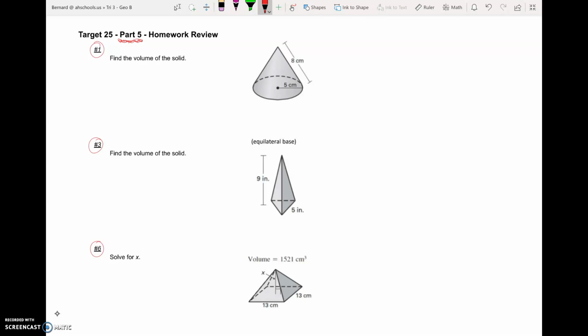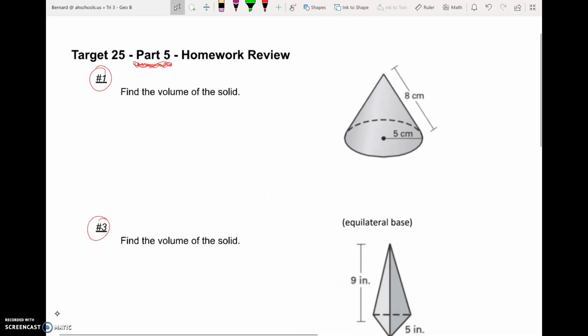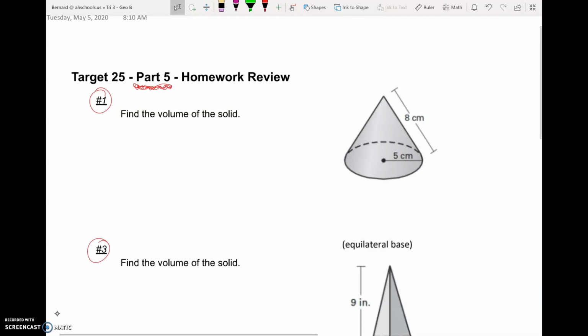So let's go ahead and start. Today, Part 5 is all about finding the volume of pyramids and cones. Everything today is going to deal with the equation volume equals area of the base times height divided by 3. And let's just get straight to it.